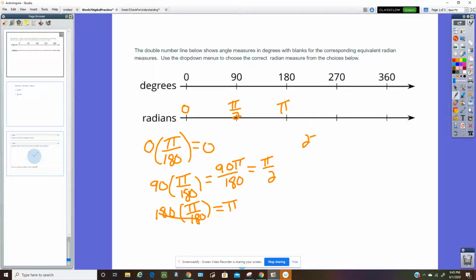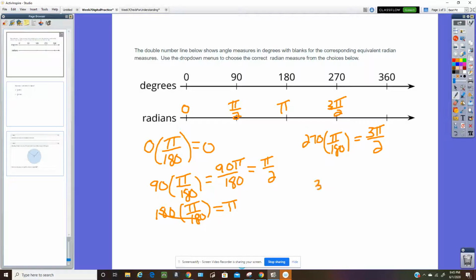And then 270 times pi over 180. And you simplify 270 over 180. 90 divides both of those. 270 divided by 90 is 3. And 180 divided by 90 is 2. So this is 3 pi over 2.